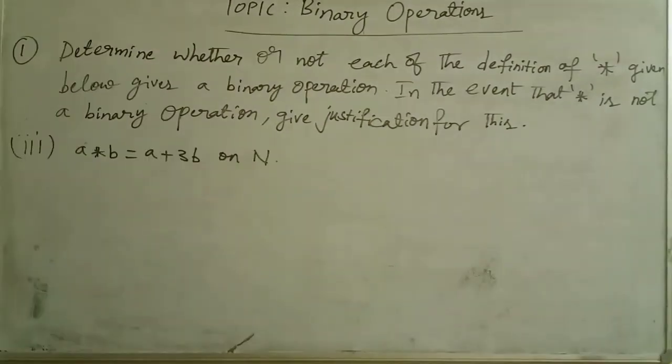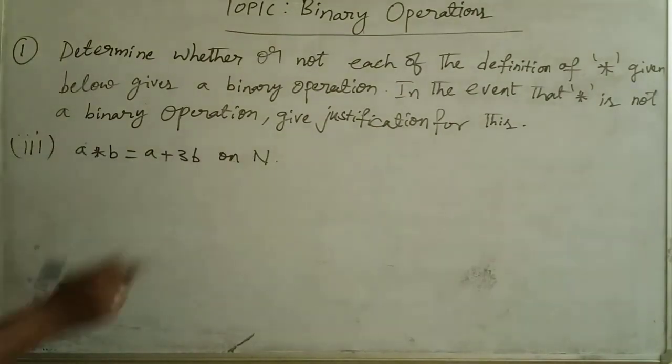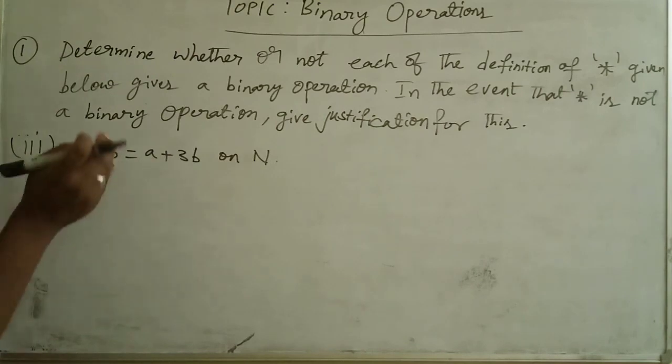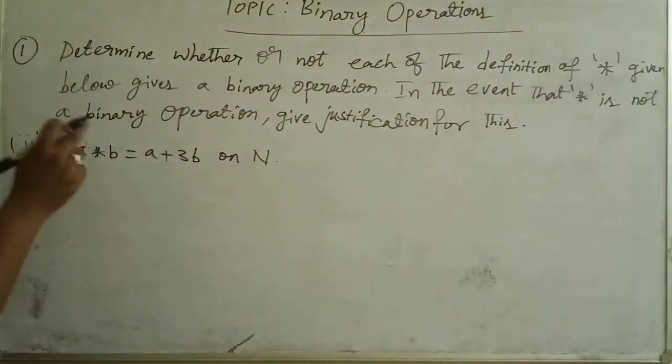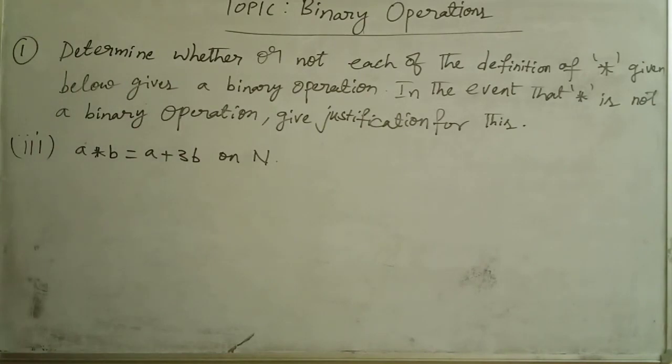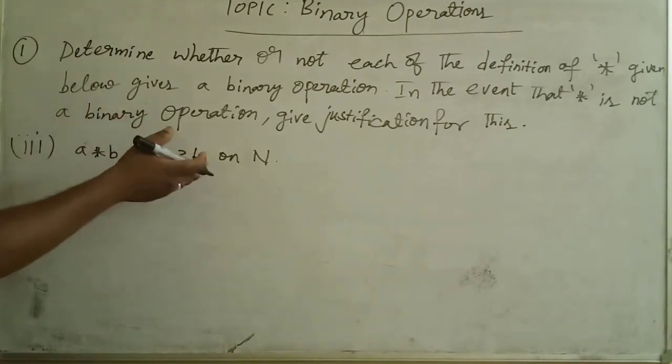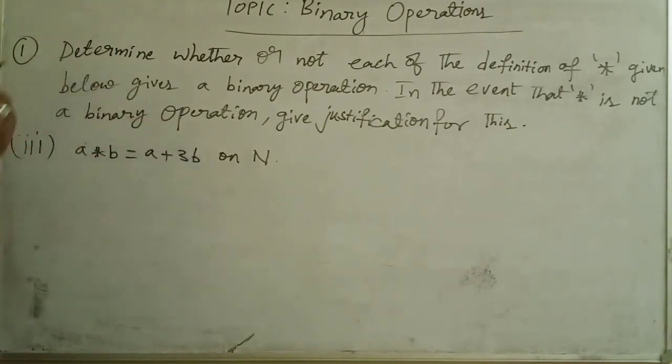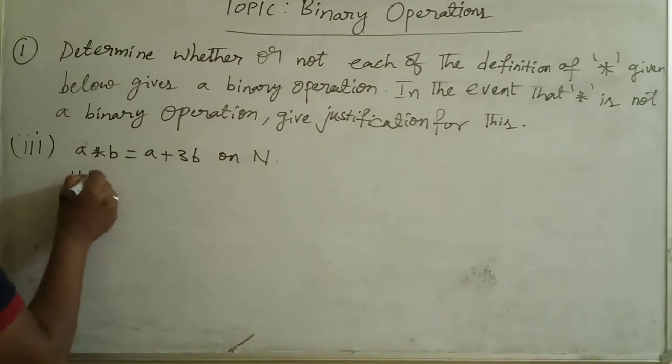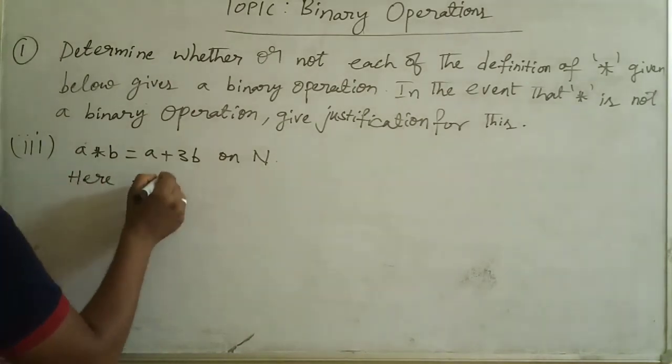Alright, the third one is this: A star B is equal to A plus 3B on N, they have given. So by observing itself we can understand that whichever natural numbers we take, say 1 and 2, just substitute 1 and 2 here. 3 times 2 is 6, 6 plus 1 is 7. 7 always belongs to the natural numbers. So definitely it is going to be a binary operation.